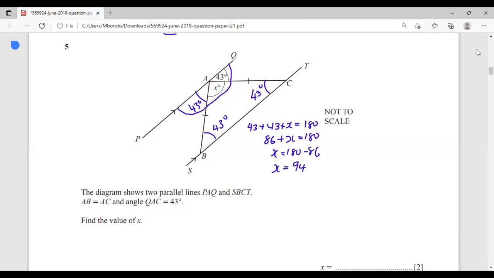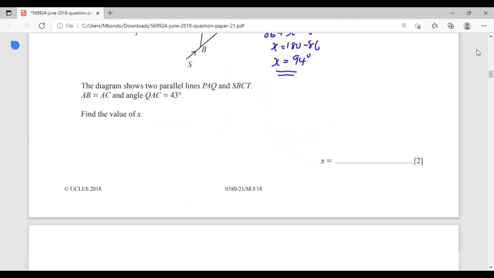X will be 94. All right. Yeah, that's what you're going to get there. That is the value of x, ladies and gentlemen.